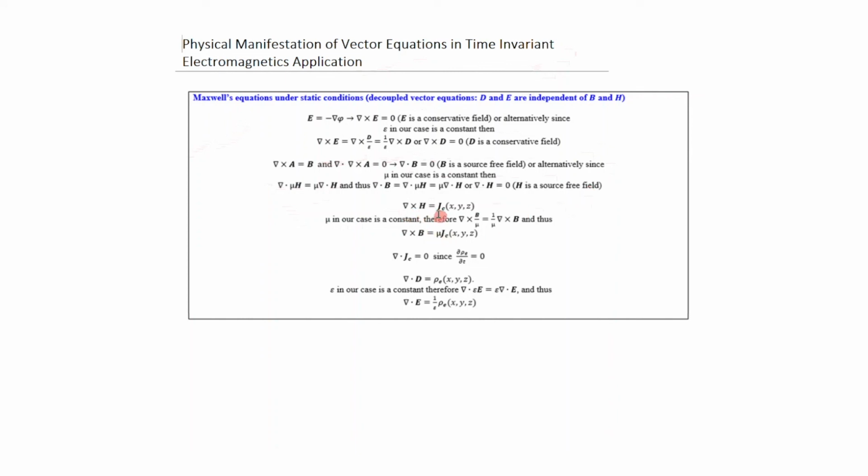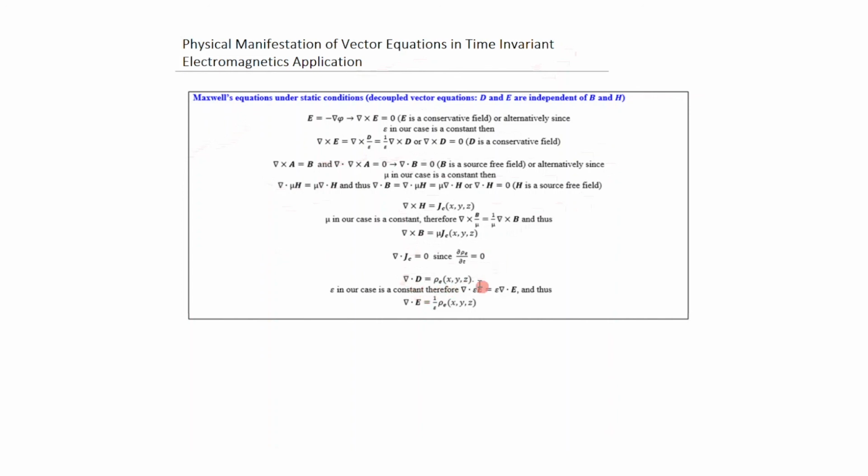Curl of H is J_e(x,y,z). This looks like a current flux density. Mu in our case is a constant. Therefore, the curl of B over mu, where B over mu is equivalent to H, is 1 over mu curl of B. 1 over mu can come outside because it's a constant. And thus curl of B equals mu J_e. Divergence of J will be equal to 0 since d rho_e/dt equals 0.